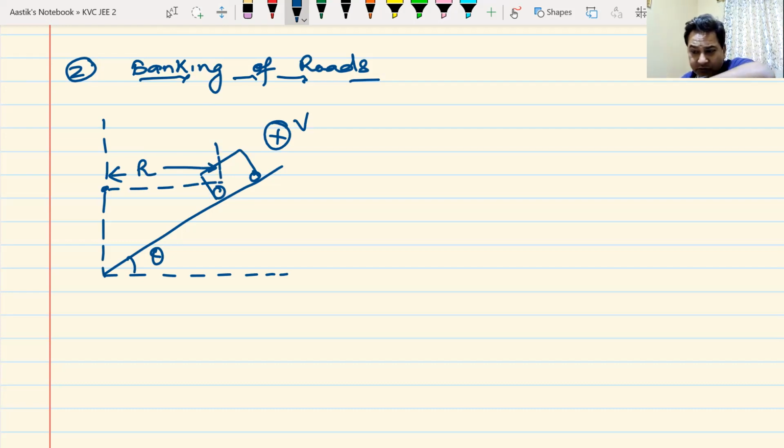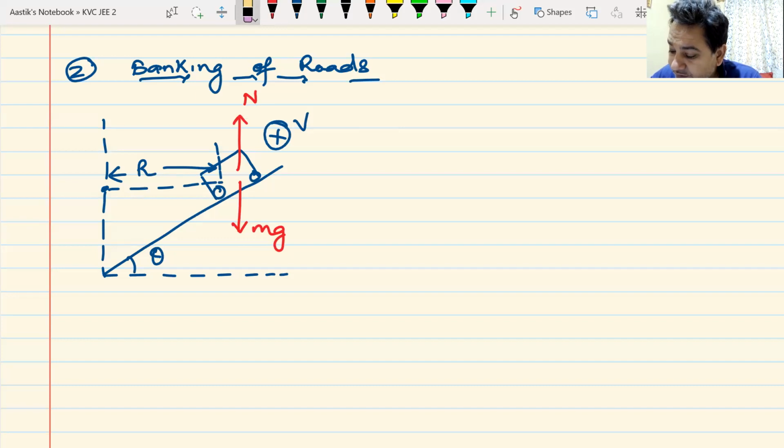Now, what happens when you make the angle like this? If I draw the free body diagram, my weight mg comes here. My normal reaction N goes here. But no, N does not go here. Why am I throwing N here? I've gone mad. My normal reaction comes like this. It is always perpendicular.